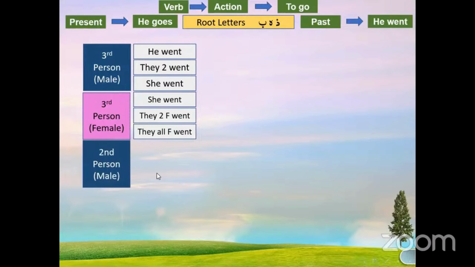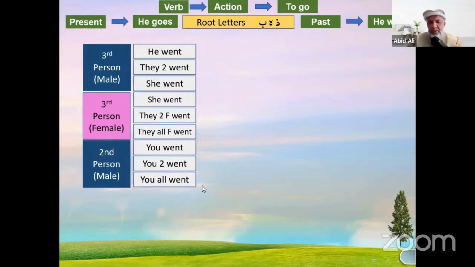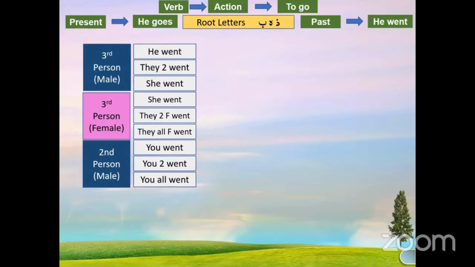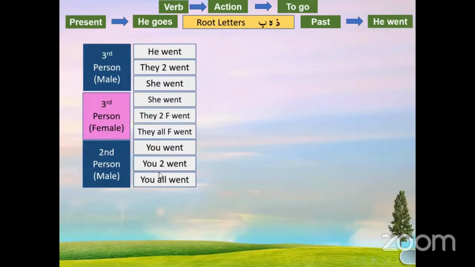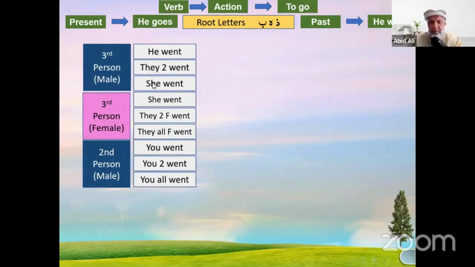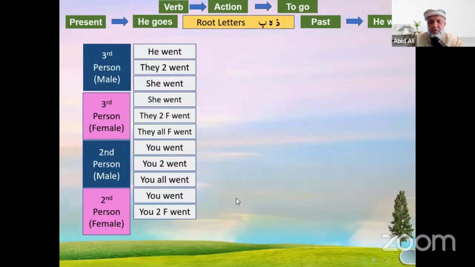What about the second person? You went, you two went, you all went. Okay, since I'm telling you it's masculine, do you have any doubt that this is for the male? Brother, there is an error in third person male. I know. I said this is the typo. Okay, what about the second person female? You went, you two female went, and you all went.